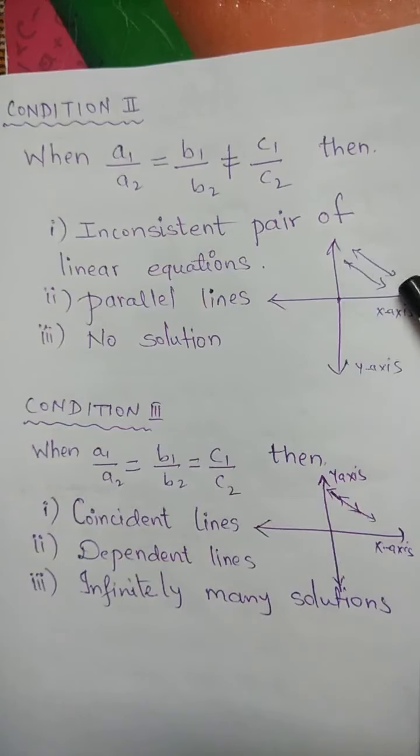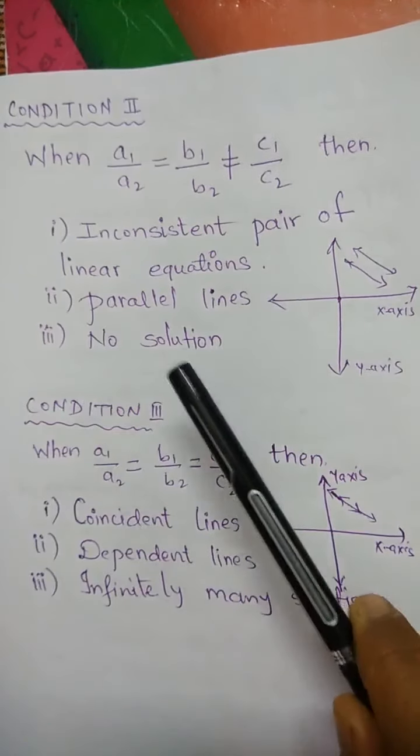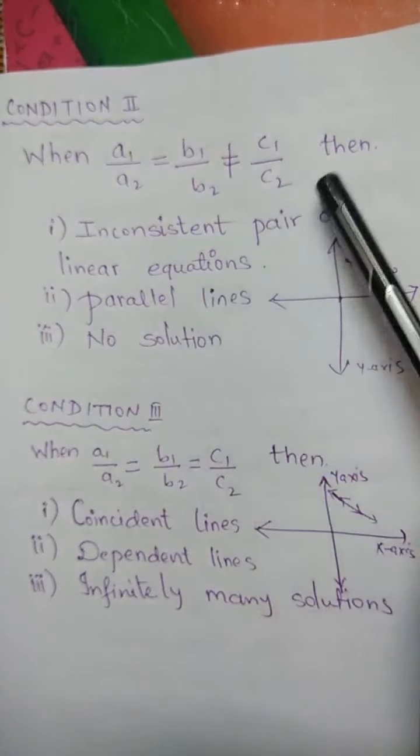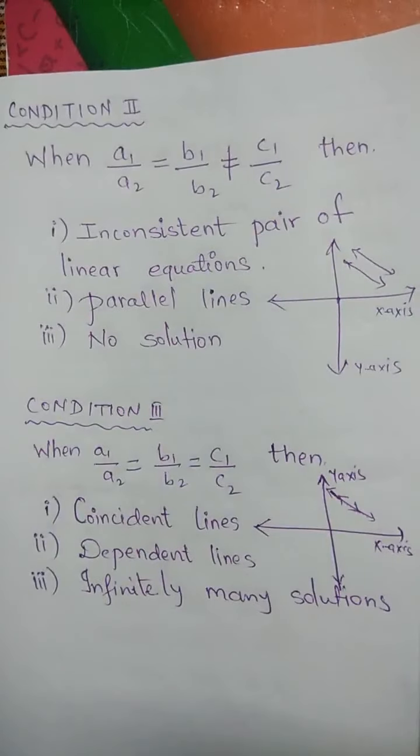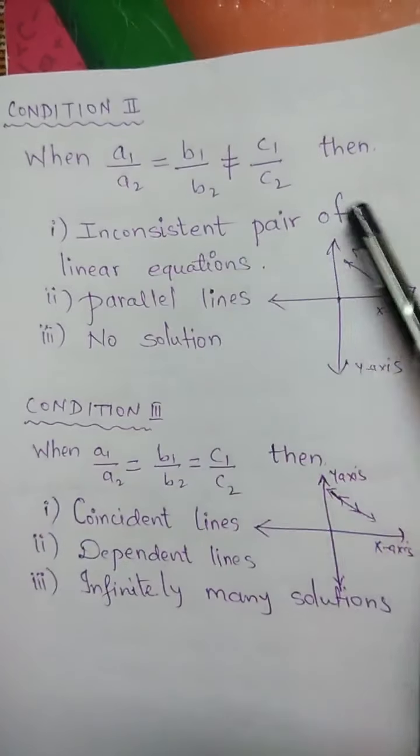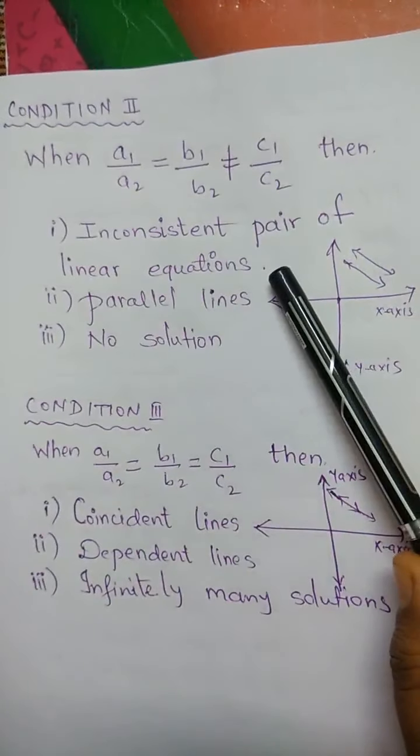Both are parallel lines. They never intersect. That's why they are parallel. So they do not have any point common in them, so it has no solution. And you can say that it is an inconsistent pair of linear equations.